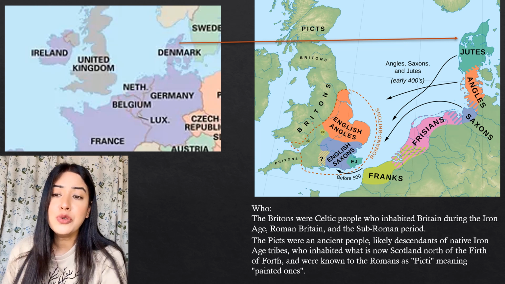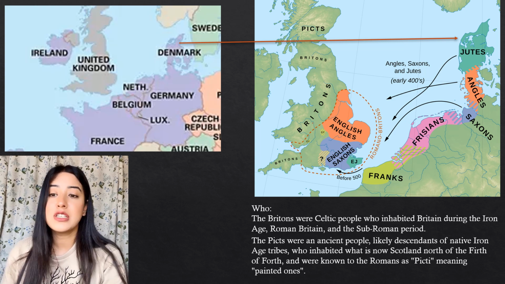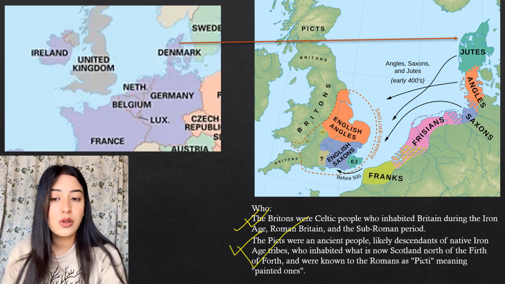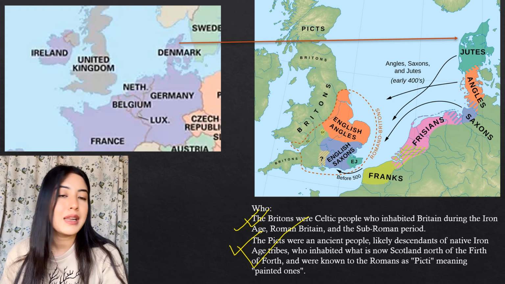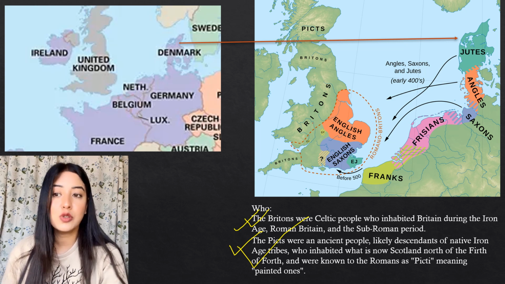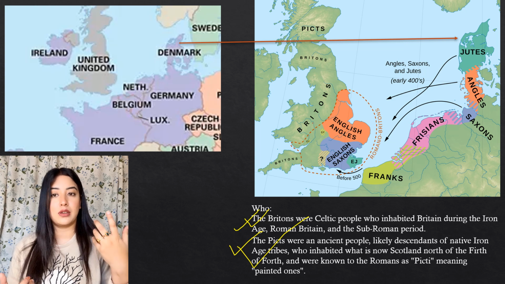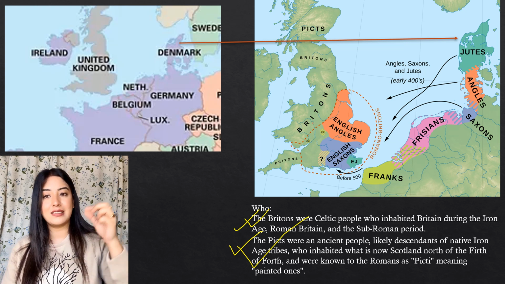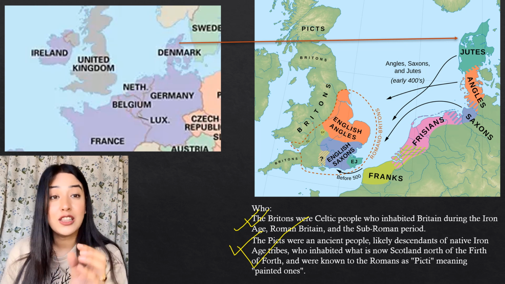The Britons were Celtic people who inhabited Britain during the Iron Age, Roman Britain and the sub-Roman period. The Picts were an ancient people, likely descendants of native Iron Age tribes who inhabited what is now Scotland, north of the Firth of Forth, and were known to the Romans as Picti, meaning painted ones, like I mentioned in the previous slide. So now you have clashes with the Picts, clashes with the Anglo-Saxons and Jutes, and this whole opportunity was monopolized, and the Anglo-Saxons and Jutes came in and established themselves in the Loiger.